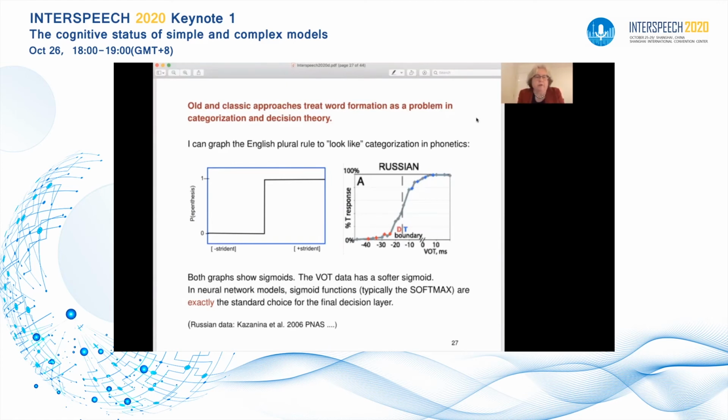And on the left, we also have some evidence on the x-axis, and the evidence is whether the stem ends in a minus strident or plus strident sound. And then on the y-axis, you have the probability of the outcome. Okay, and for the English plural, that's either 0 or 1. So both graphs actually show sigmoids, but the voice onset data has a softer sigmoid. And in neural networks, the sigmoid functions, typically the softmax, are exactly the standard choice for the final decision layer.